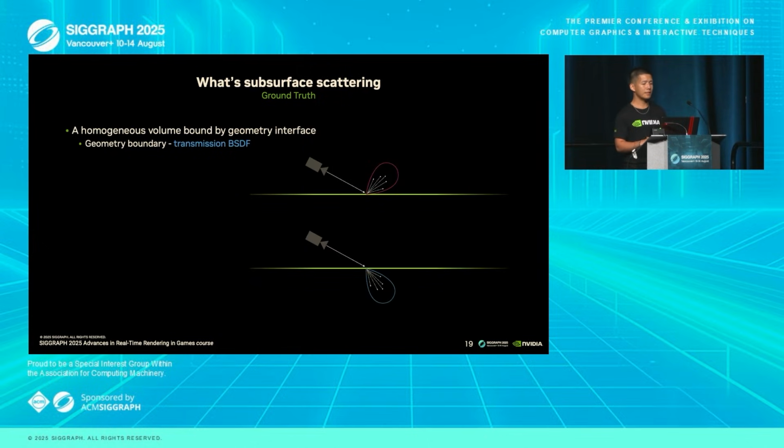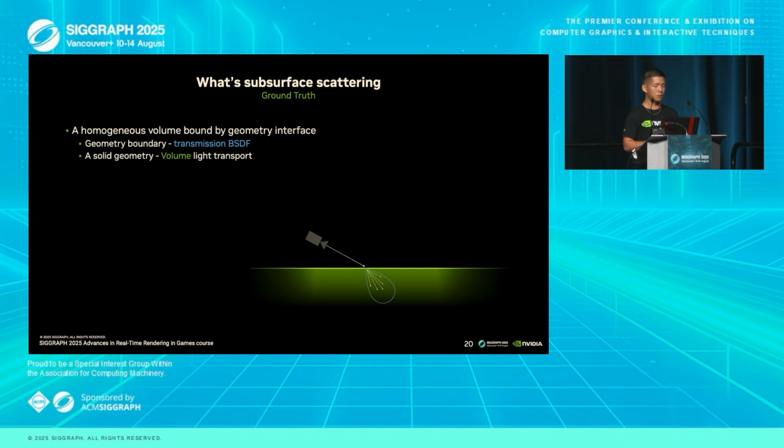More formally, SSS refers to the light transport within solid objects that behave as bounded volumes. We assume homogeneous material properties throughout the interior, with the geometry acting as boundaries. When a ray hits the surface, it can either reflect via the reflection BSDF, shown in pink, or enter via the transmission BSDF, shown in blue. Once inside, light undergoes volume transport just like in participating media. So effectively, SSS is the volume scattering that happens after surface transmission, where light can scatter multiple times internally.